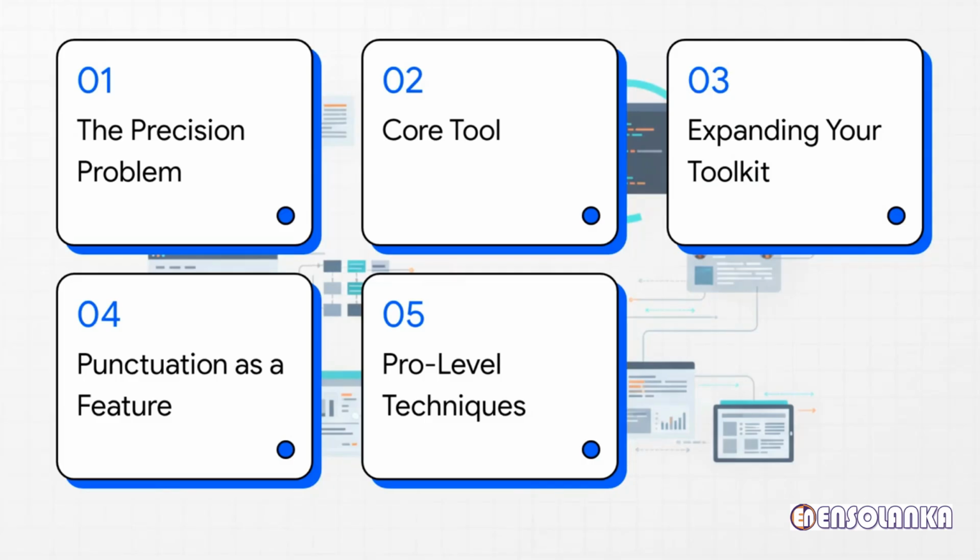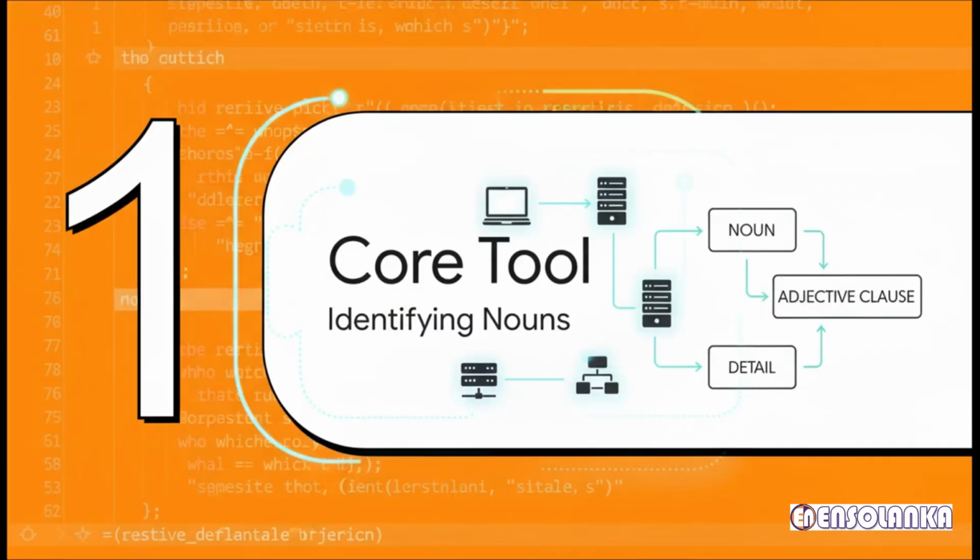All right, so here's our game plan. First, we'll tackle the precision problem and look at our core tool for identifying nouns. Then, we'll expand that syntax toolkit. After that, we'll see how punctuation can be a powerful feature, not just a rule. And finally, we'll get into some pro-level tips for making your writing concise and formal. Let's get started. Okay, first up, core tool, identifying nouns.